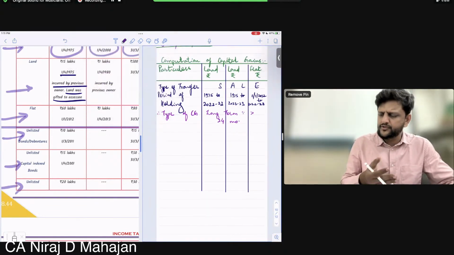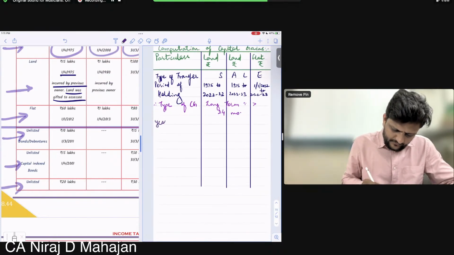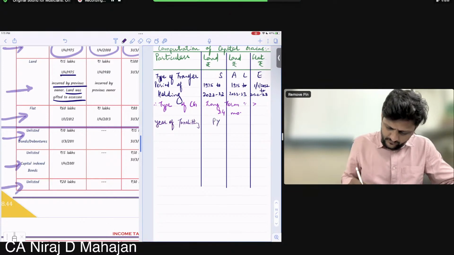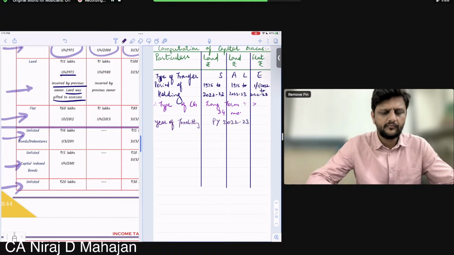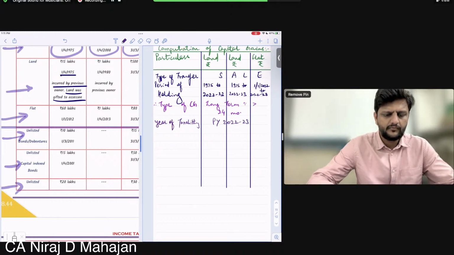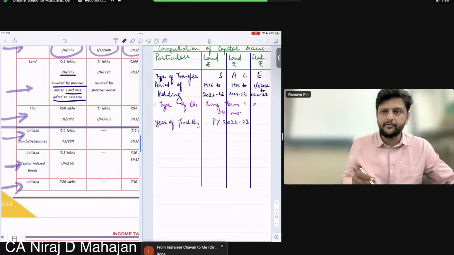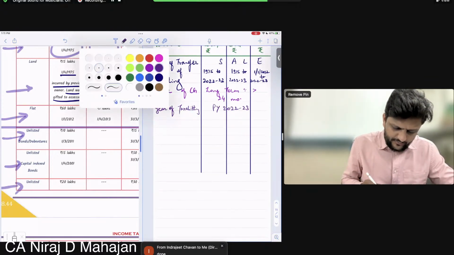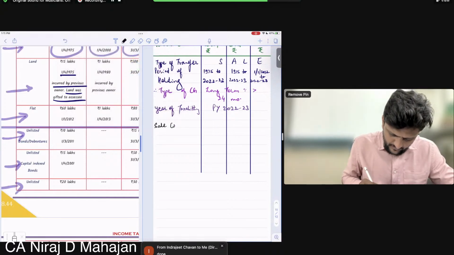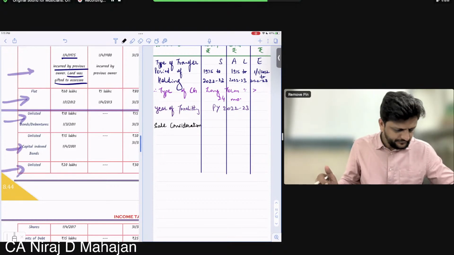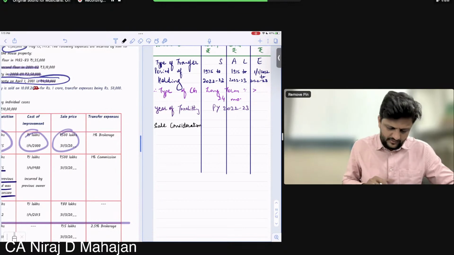Done till here? And year of transfer, bachcho, again our current year, no problem about that. Ready everybody? Chalo. First one, sale consideration. First bachcho sold for 500 lakhs, my goodness. 5 crores.